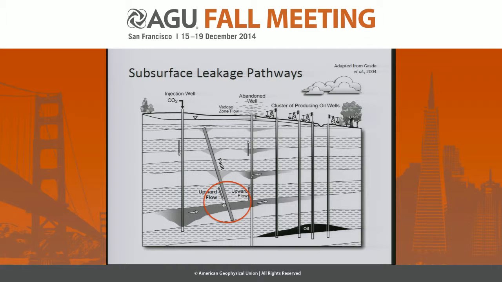But there is a concern for leakage if you have leakage pathways such as abandoned wells and faults, and this is a problem because you want the CO2 to stay in this target aquifer. So an important quantity that we want to characterize is the leakage rate coming through this fault, and also abandoned wells, but what I'll be focusing on is what's happening right here.